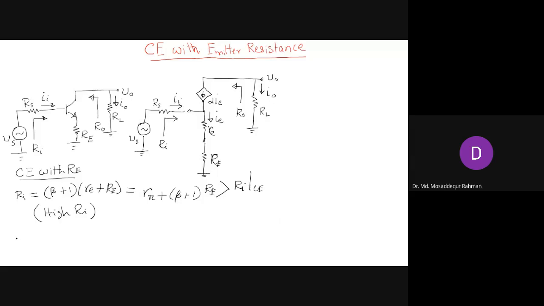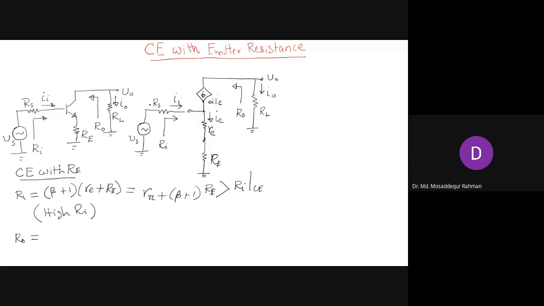Now, what is the output resistance? How much will be the output resistance? Now, in this case, if we look at the circuit here, this is the current source. An ideal current source has infinite output resistance. Now, this is like an ideal current source because it has no output path, right? This is an open, and so it is like an ideal current source.